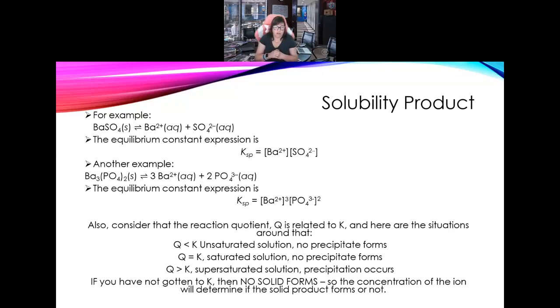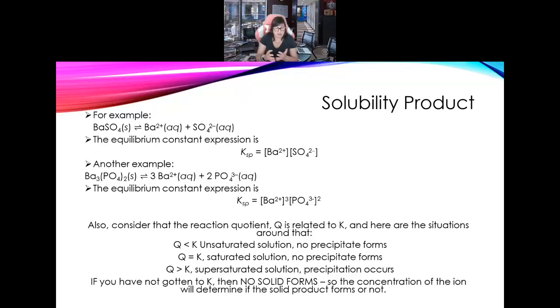Now, like I said, there will be a version of that on the test. You will need to determine which one of these may be able to become a solid product. And so we need to look at its solubility. For example, BaSO4 solid goes to Ba2 plus and SO4 2 minus. The equilibrium constant Ksp equals Ba2 plus times SO4 2 minus. If we talk about Ba3(PO4)2, it goes to 3 Ba2 plus and 2 PO4 3 minus. The Ksp is equal to Ba2 plus to the third times PO4 3 minus squared.